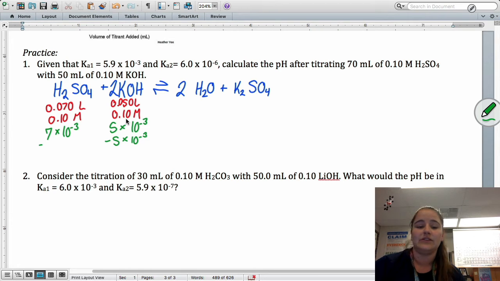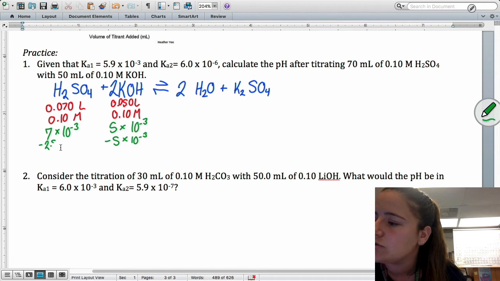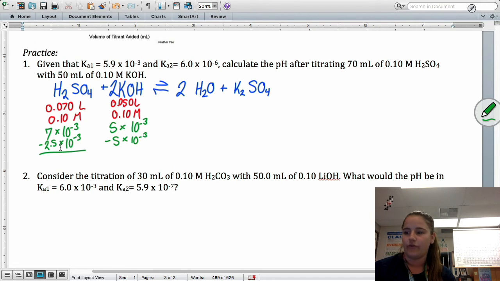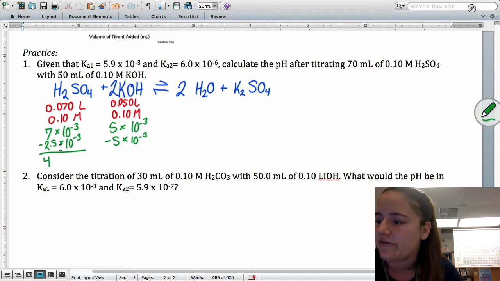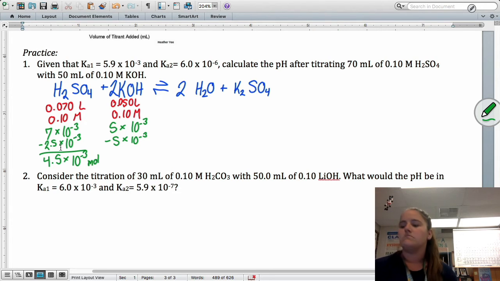Now, because it reacts, you need 2 of these for every 1 of these. You can see this is kind of our minus 2x from our table. So when we have 5 of these reacting, we're only going to lose 2.5 of these. We're only going to lose half as much. So minus 2.5 times 10 to the negative 3 moles of our H2SO4. So we still have 4.5 times 10 to the negative 3 moles of our H2SO4.